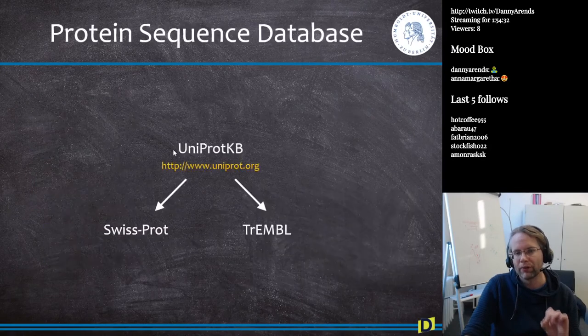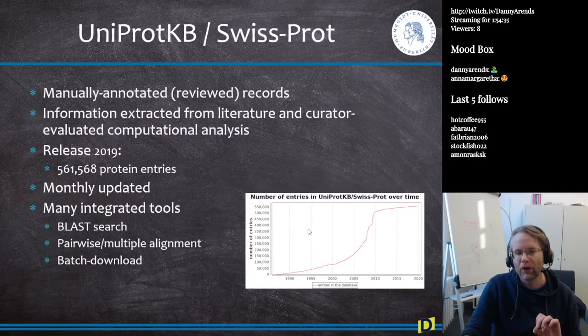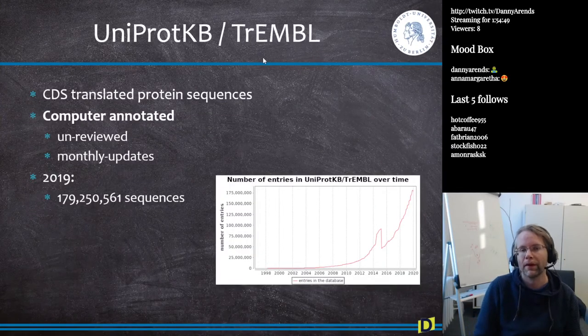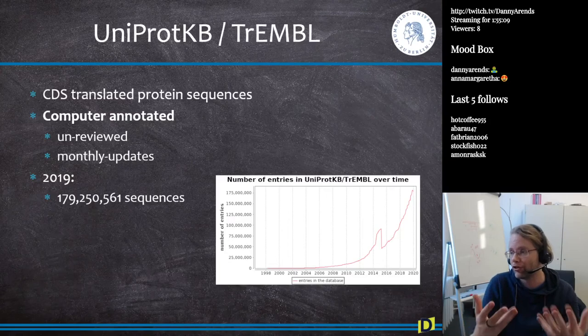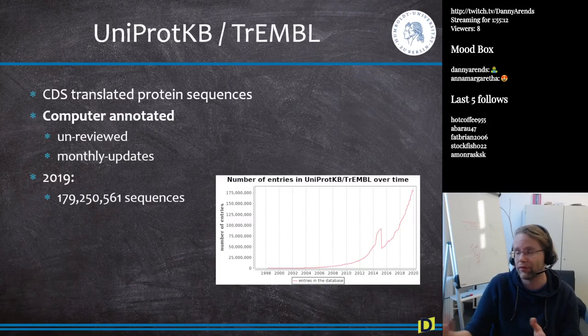The other part is TrEMBL. Because human curation is very expensive, because you have to pay people to look at the data, it's a full-time job going through these databases and manually curating the errors that are in there, they also have TrEMBL. TrEMBL uses the coding sequence and then translates this into protein sequence. It takes the big genomes that are out there, then looks to see if it can find a start codon, and then says, well, okay, I found a start codon, and I'm just going to make a protein sequence from this piece of DNA, right?